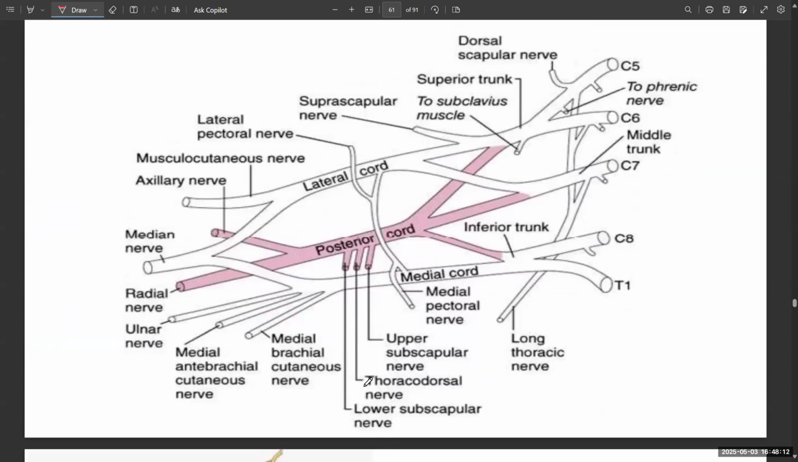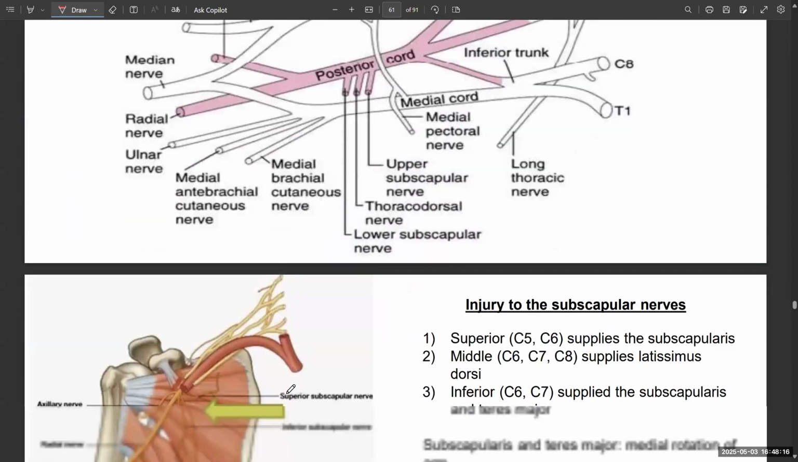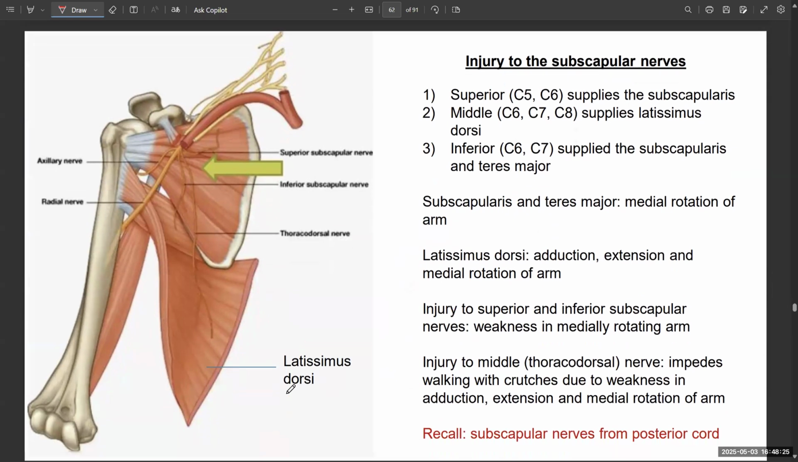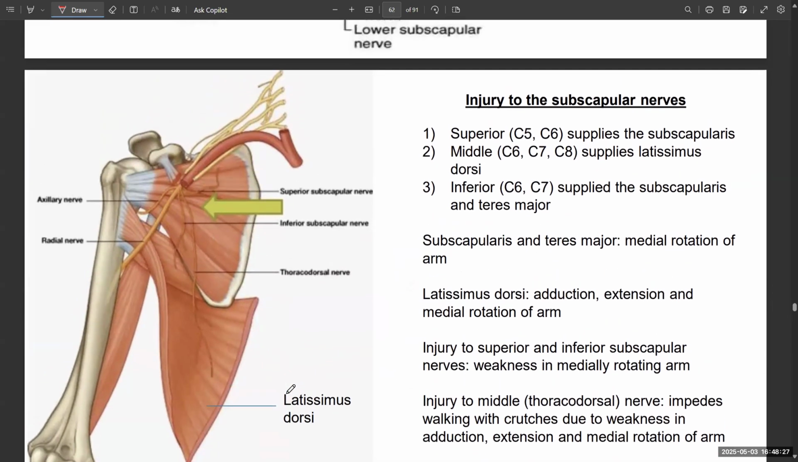This is the brachial plexus again. We can see that. Just a little reminder that it's out there. Okay. Now we move on to the subscapular nerves. Now recall, where did we find these subscapular nerves? Okay, it's down there. You had the posterior cord, right? Like that. And then you had three branches. So 1, 2, and 3.